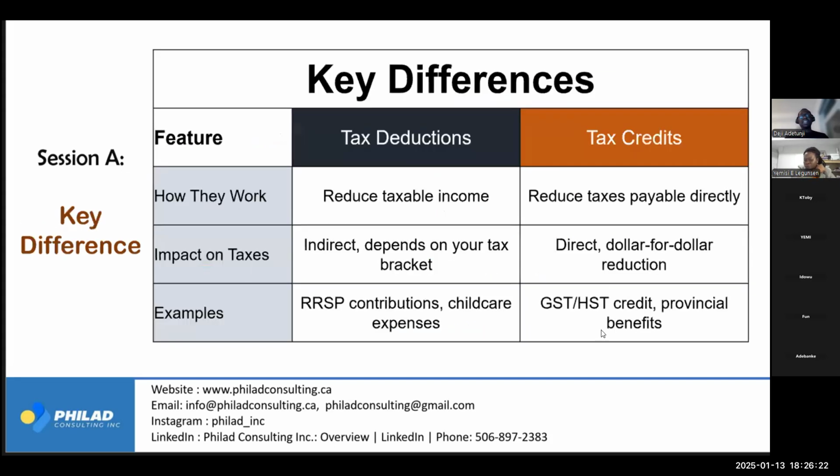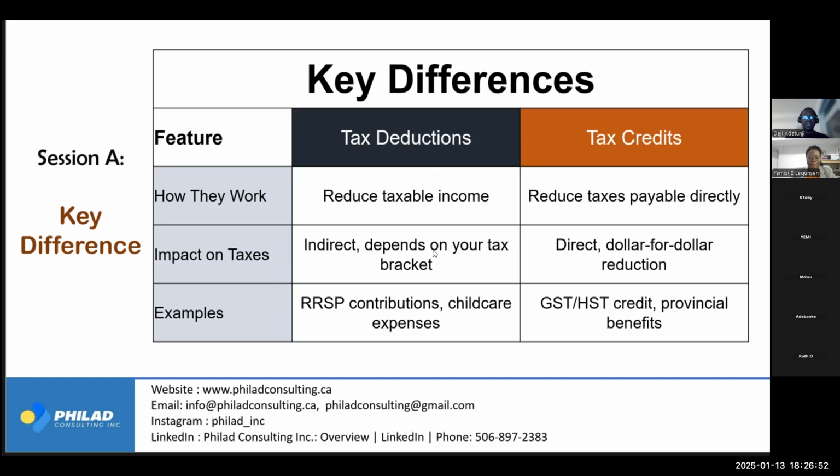So let's move on to the key differences between tax deductions and tax credits. Yeah, we understood. Tax deductions actually reduce your taxable income. As I said, if you earn $100,000 and remove $20,000, your taxable income is $80,000. But a tax credit reduces your tax payable directly, and it could create a refund if it's a refundable tax credit.